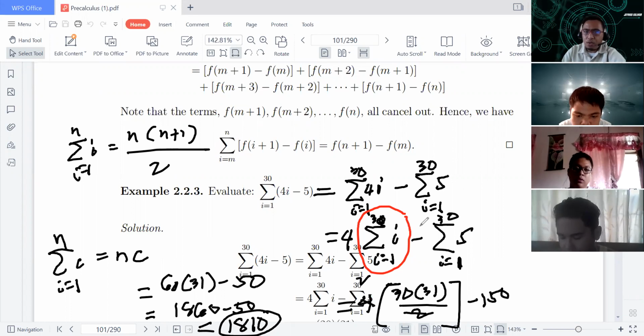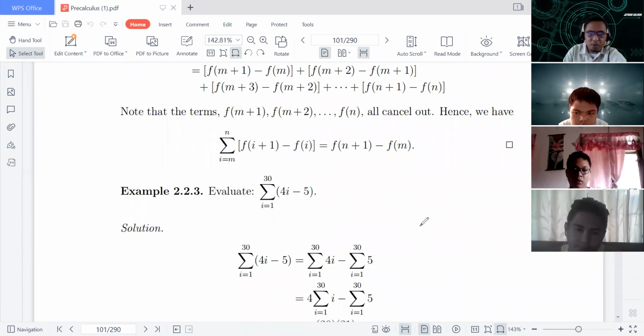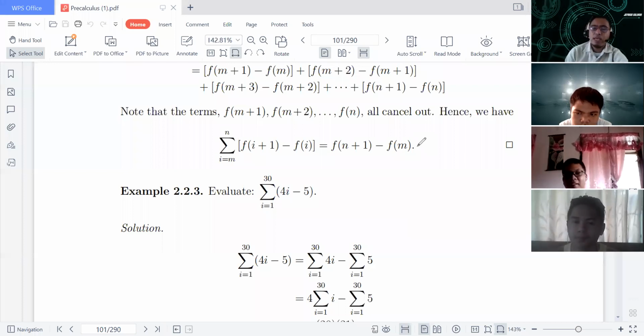Can we proceed to the next? I want you to type 1 if you are ready for the next question, and type 0 if you are not yet ready. I want to see it in your chat box now. It seems that all of you are ready for the next.